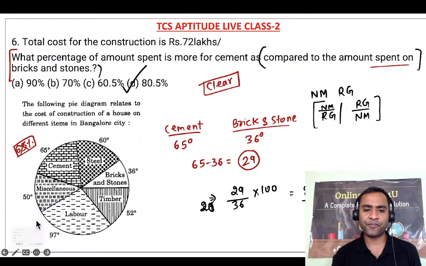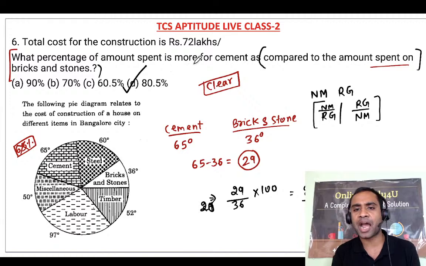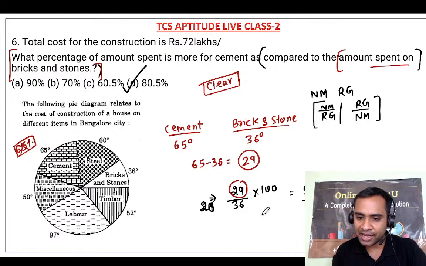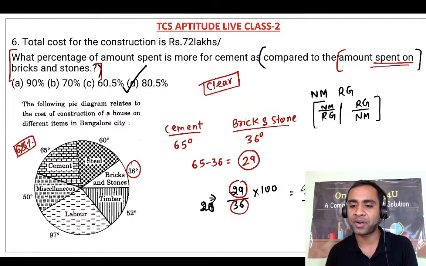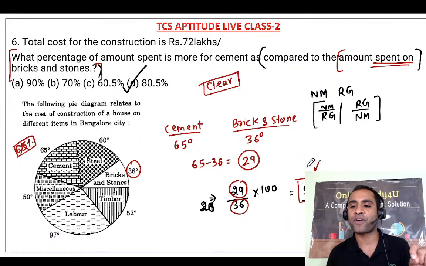Now, if you try to see what percentage of the amount spent is more, it is 29 as compared to... whomever they are comparing, that will be down. The amount spent on bricks and stone will be down. Multiply by 100 to find the percentage, and it will be 80.5 percent.